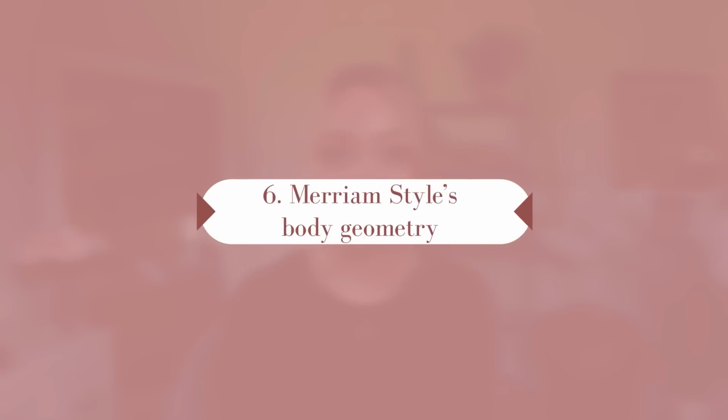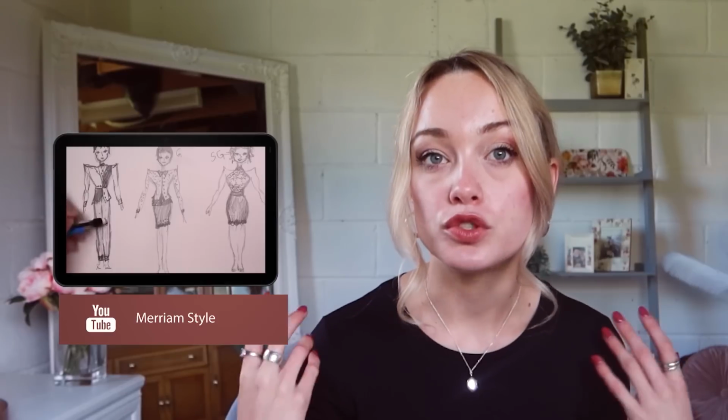Merriam Styles body geometry, this is very similar to Kibbe body types, except she takes away the flesh element. So in Kibbe body types, it's based on your bone structure, and it's based on where your flesh falls on your body.